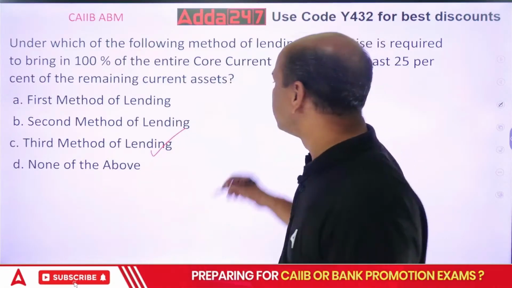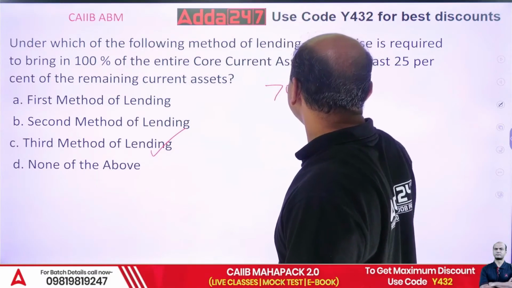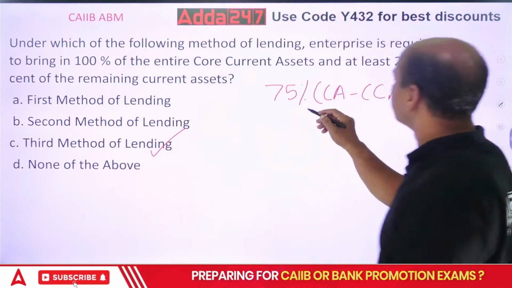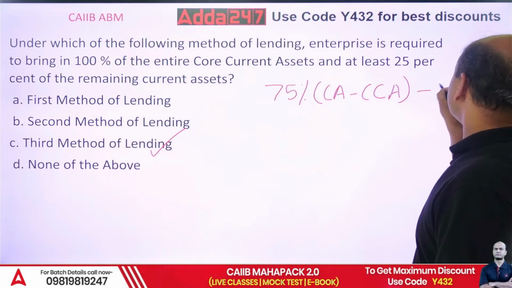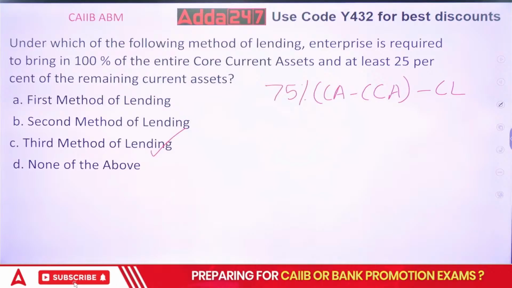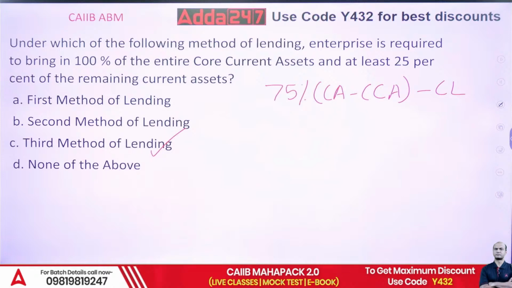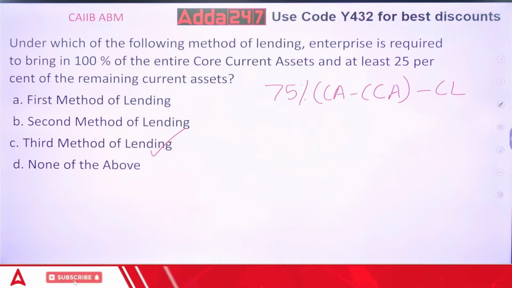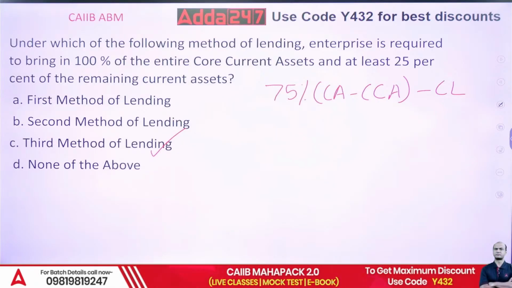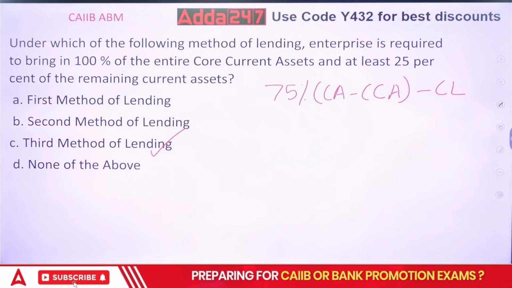This third method is related to number 1. Remember, what is the formula? 75% into current asset minus core current asset, okay, look at this, minus current liabilities. Look at this formula properly. Very important formula: 75% into current asset minus core current asset, minus current liabilities. Now, what is a core current asset? What is a core current asset? Anyone? Just type in the comment section. What is the core current asset?